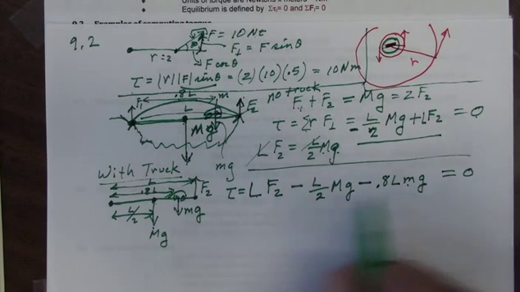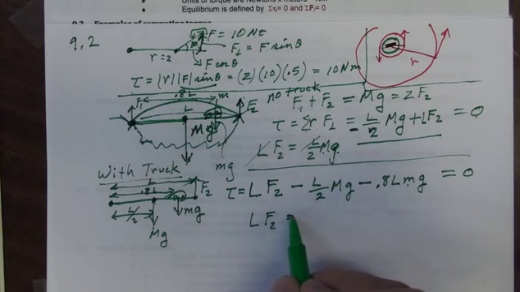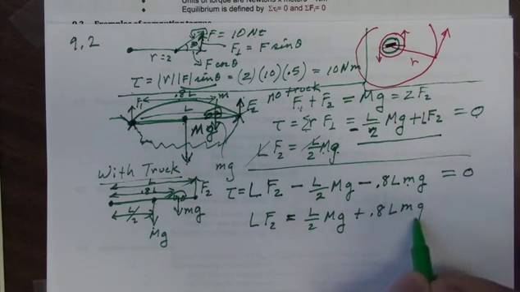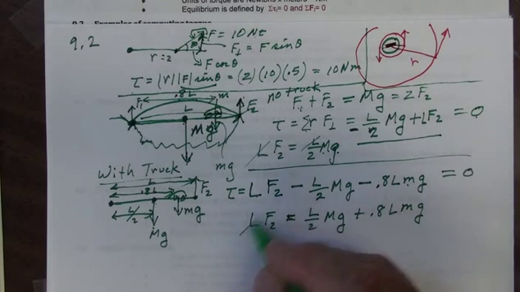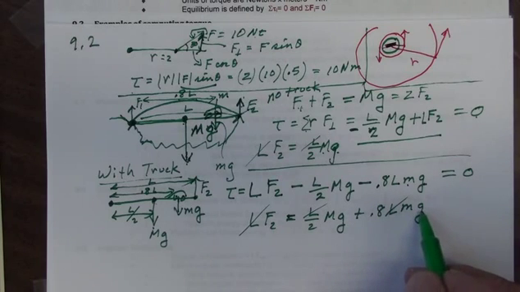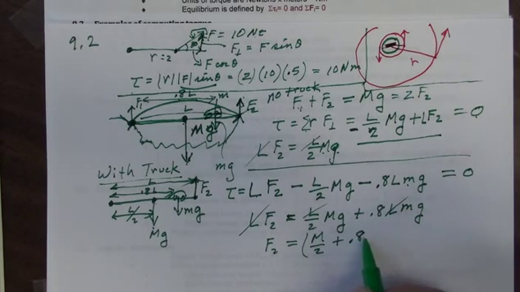We can say, what do we get then? Well, we would get that L times F2 is going to be equal to L over 2 Mg plus 0.8 L mg. Again, it turns out that the L's will cancel. We can factor out the g here, and we get F2. The force which we'll have to use to apply to push upward will be equal to M over 2 plus 0.8 m times g.